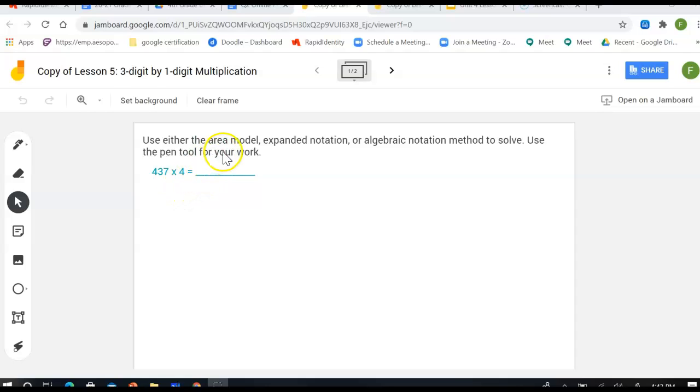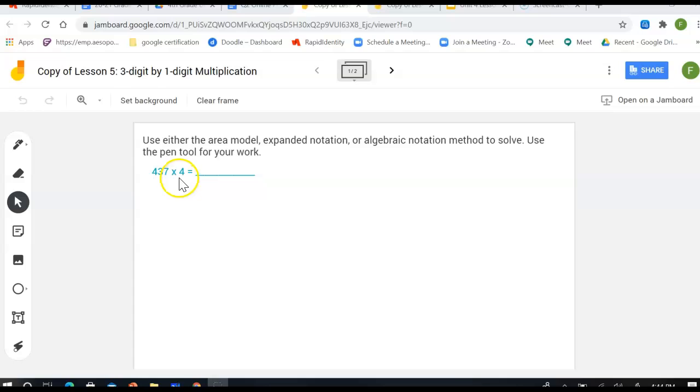So you're choosing whichever one you use, the area model, expanded, or the algebraic, and you're going to solve this problem with that one that you chose. Okay, so I'll pause and give you an opportunity to work it out here. Now, as I usually say, if you want to work it in your notebook first, that's fine. But then I want you to transfer it and work it inside of here, okay?